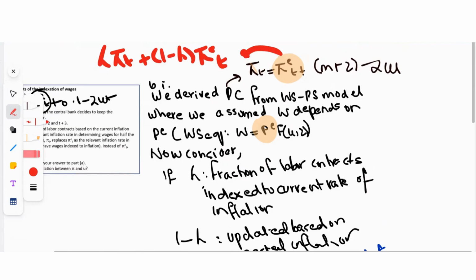If lambda was 0, then all wages will be set based on expected inflation. But when you allow for a degree of indexation, lambda, then in your original Phillips curve equation you replace pi et with lambda pi t plus 1 minus lambda pi et, because originally, when we derived it from the WSPS model, we assumed wages are set based on expected price level. But now we're allowing for the fact that some fraction is indexed to the current rate of inflation and the remaining are updated based on expected inflation.